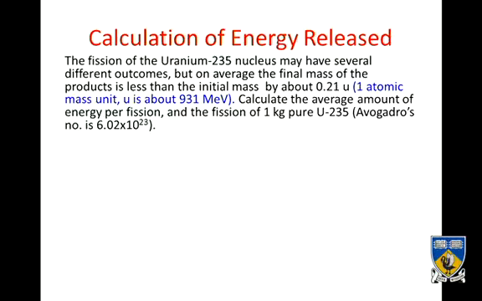One is the so-called fission, or breaking apart of heavy nuclei such as uranium-235. Now, when we come to talk about fission in a couple of slides, we'll find that there are many different reaction paths that this fission can take. But on the average, the final mass of the products of this fission is less than the initial mass by about this number of mass units. So, and I've said here very crudely that each atomic mass unit is about 931 MeV. So calculate the amount of energy per fission and the fission of 1 kilogram of U-235, which is the sort of thing that you have in a fission reactor.